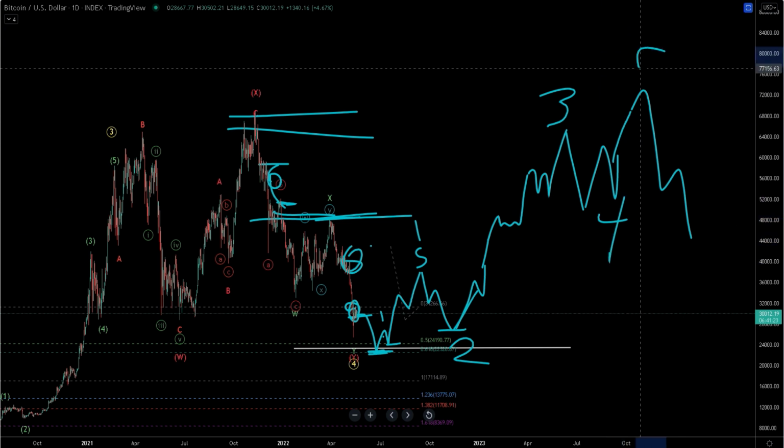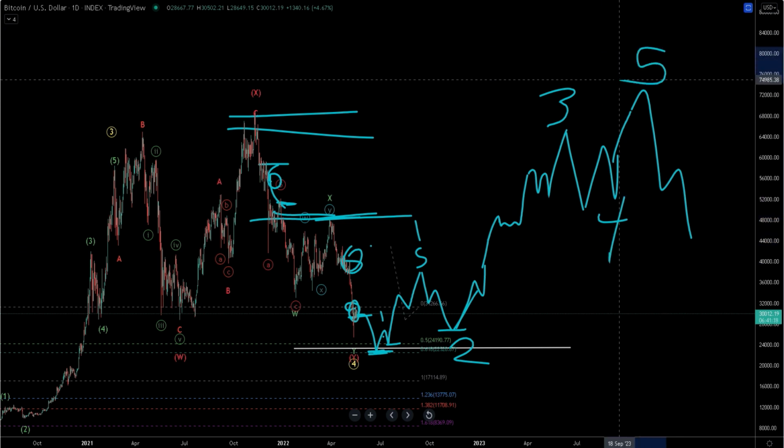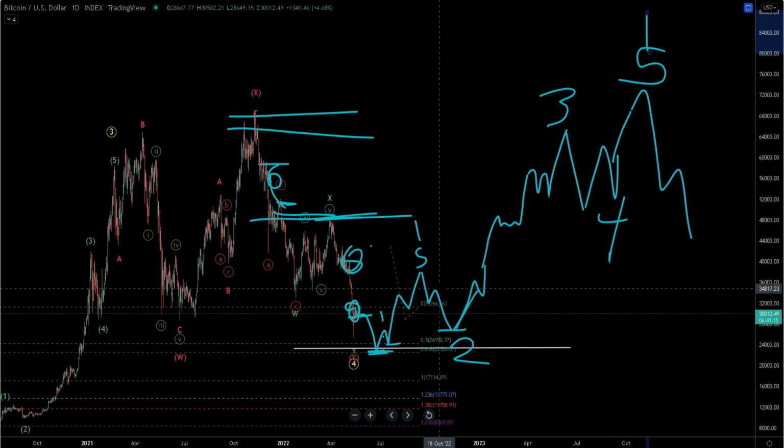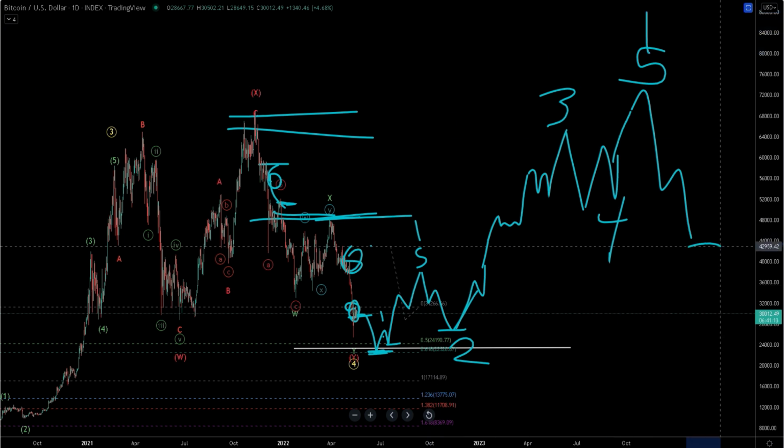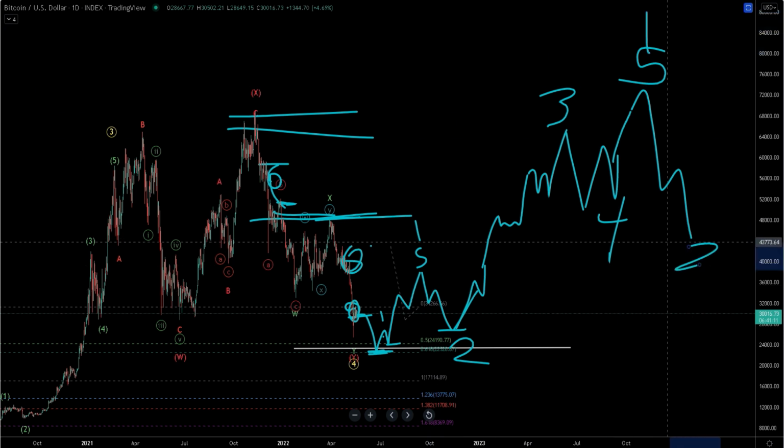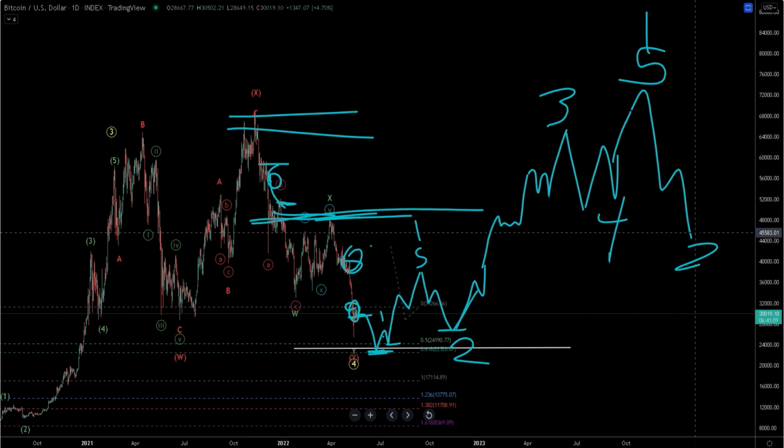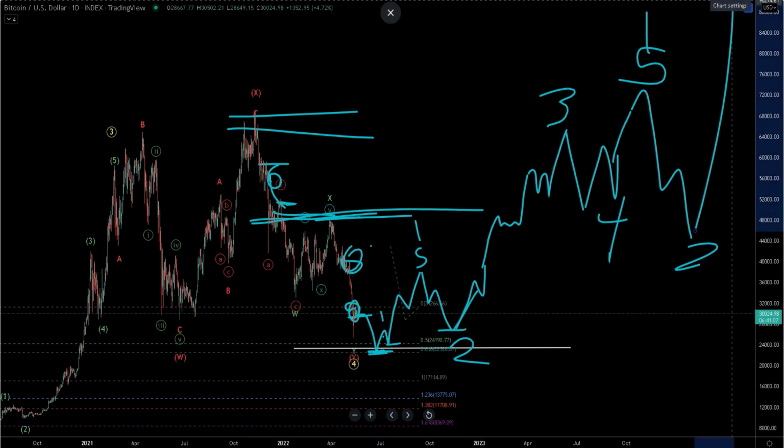Another 5. And what is that? It's a 1 and a 2. And you're going to find support down here, and you're going to be off in a bigger 3.